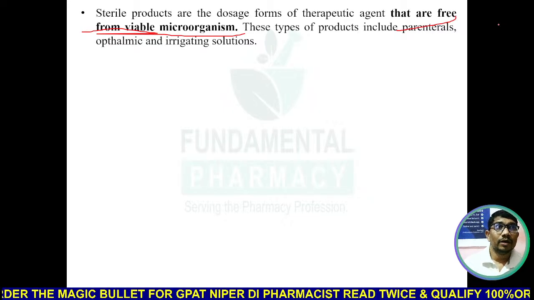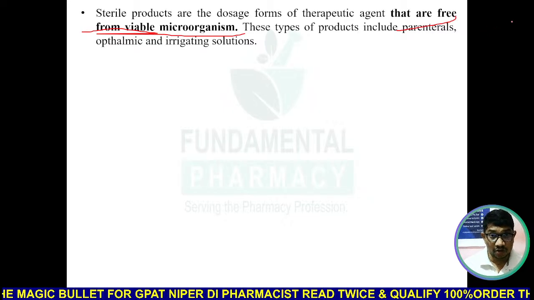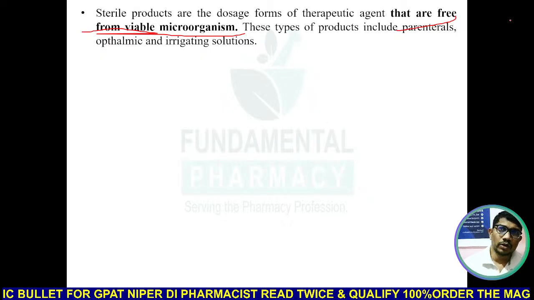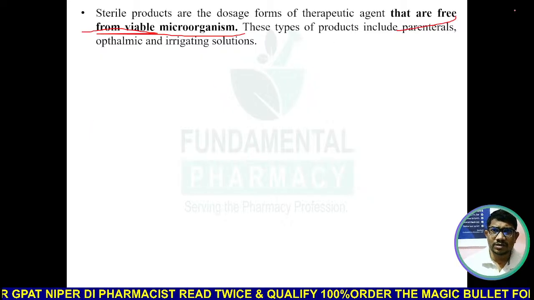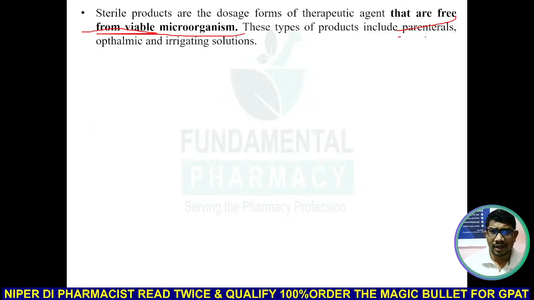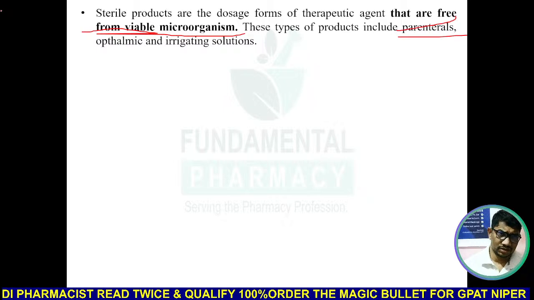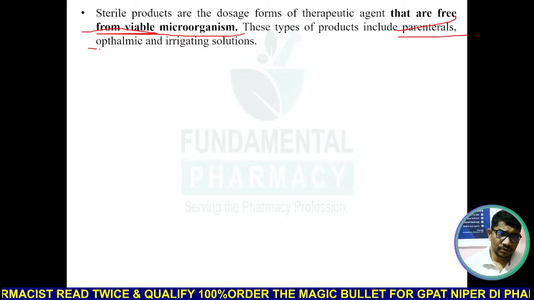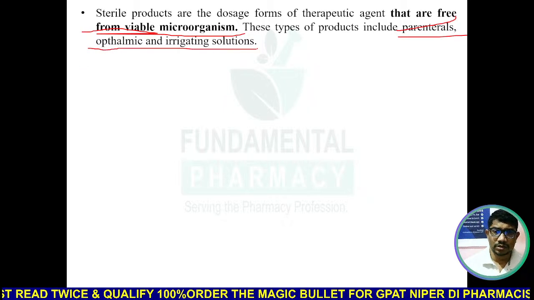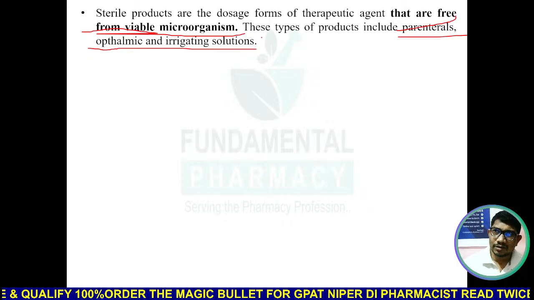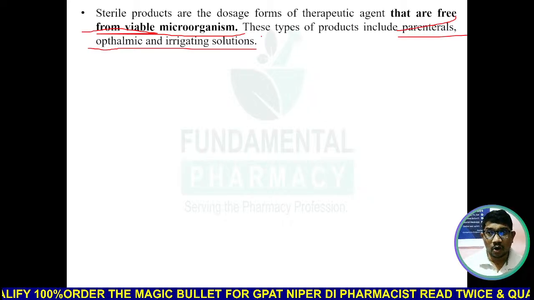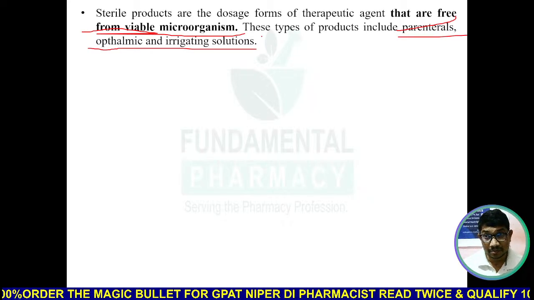They are free from microorganism, all viable forms of microorganism, including your pyrogens. So these types of products, they are known as parenterals, and they include parenteral products, ophthalmic products and irrigating solutions. तो sterile products कौन होते हैं? Sterile product मतलब the formulation from which all viable forms of microorganism are absent.